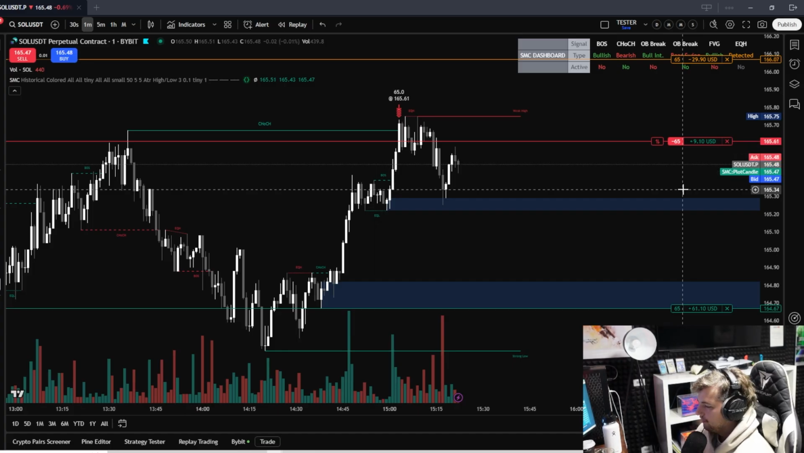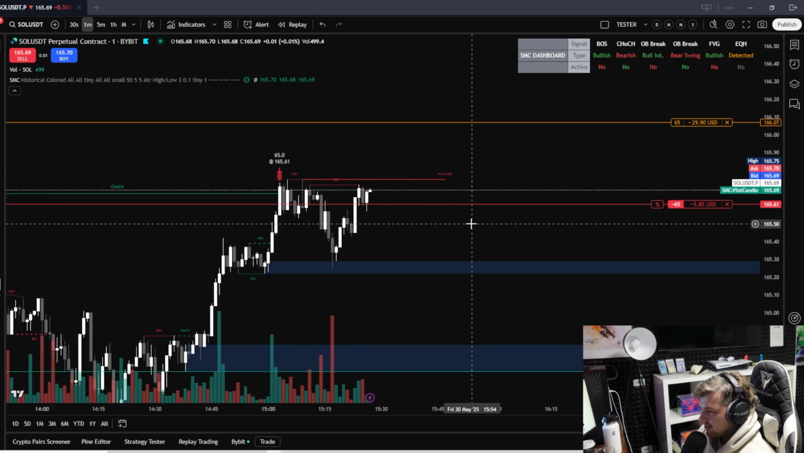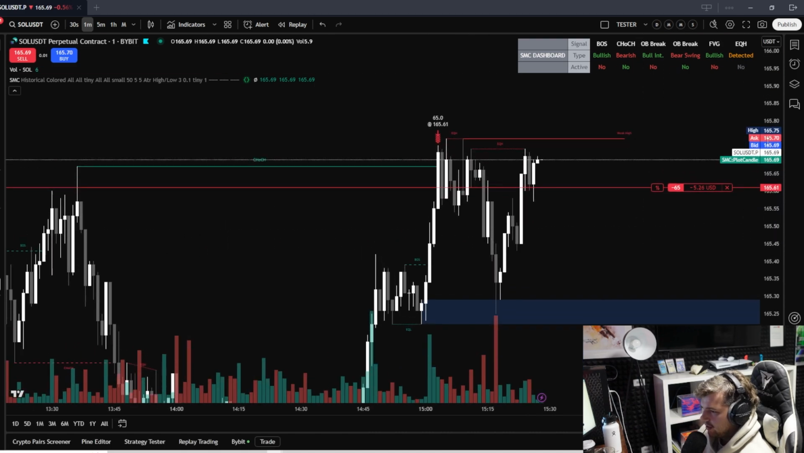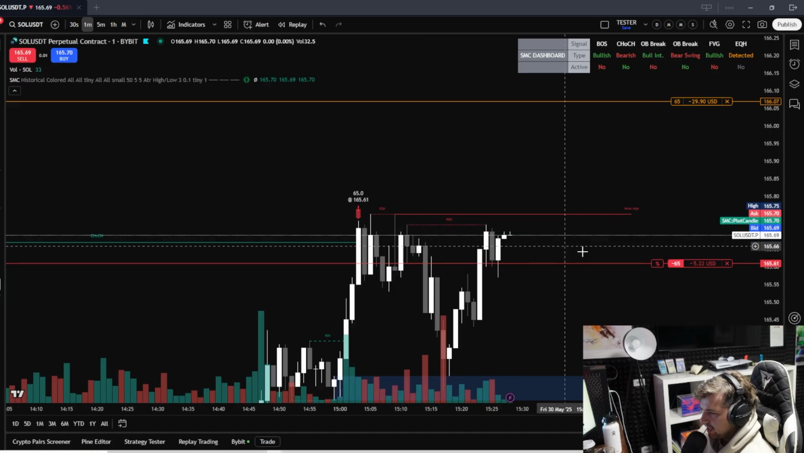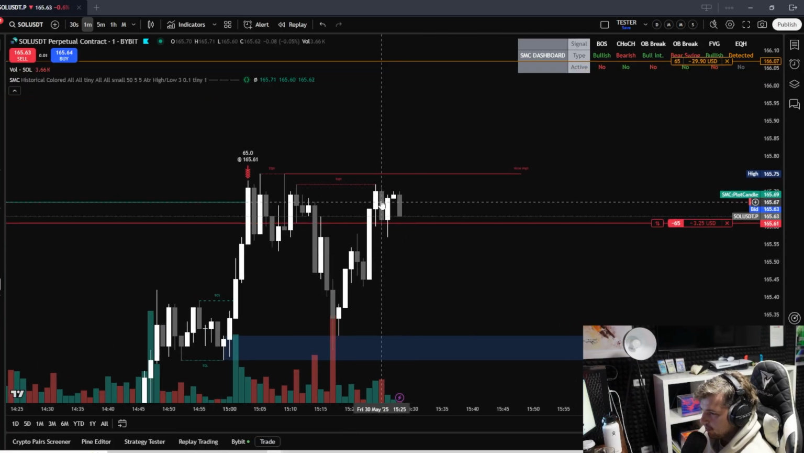Seems like we are testing those highs again. So it still looks like this is a weak high. We are now negative on the position, at least for the moment.